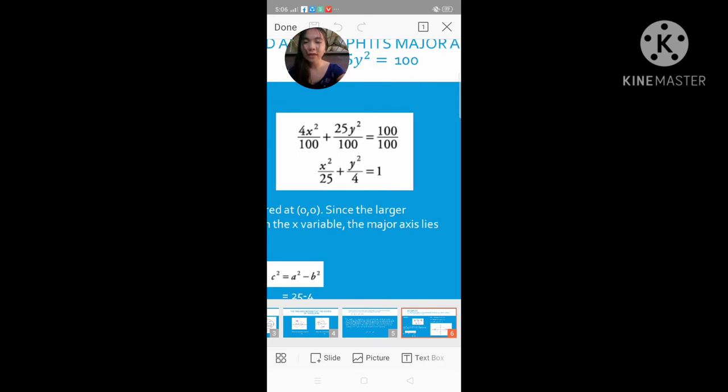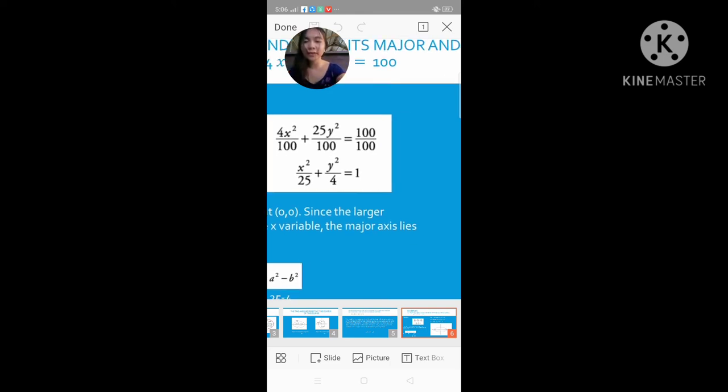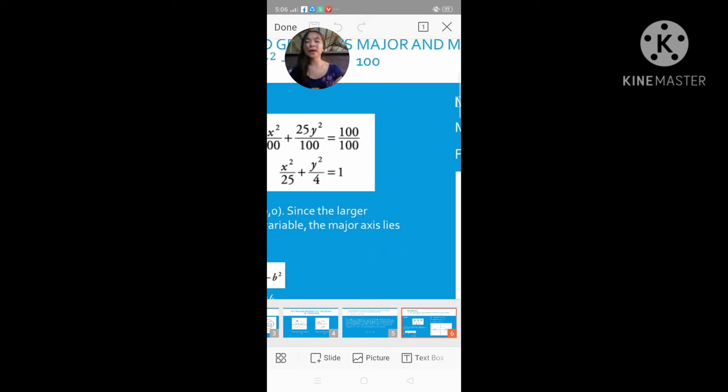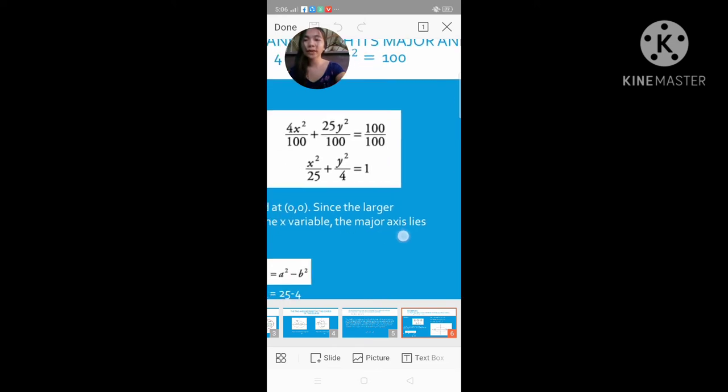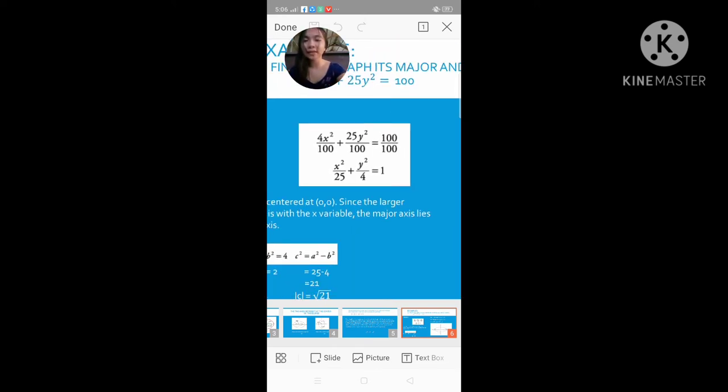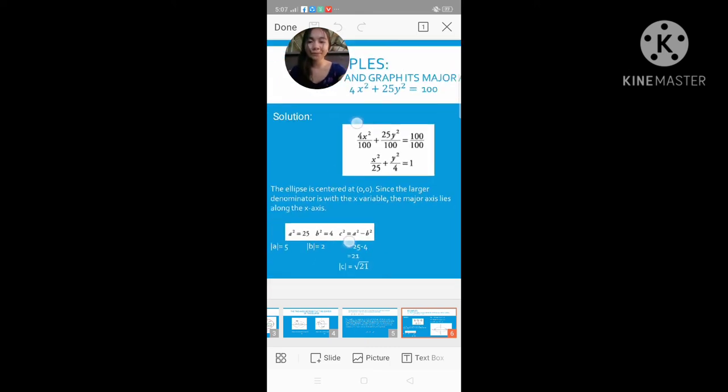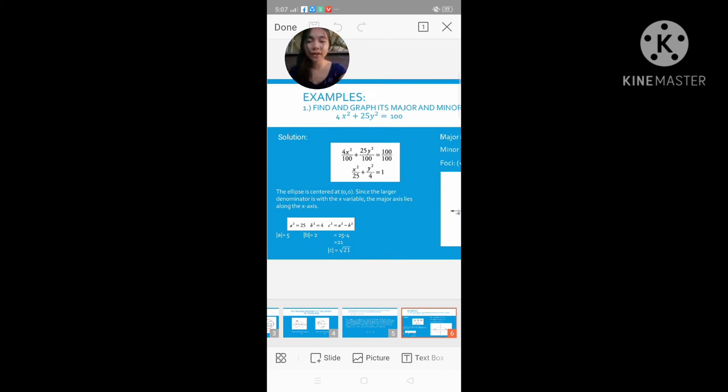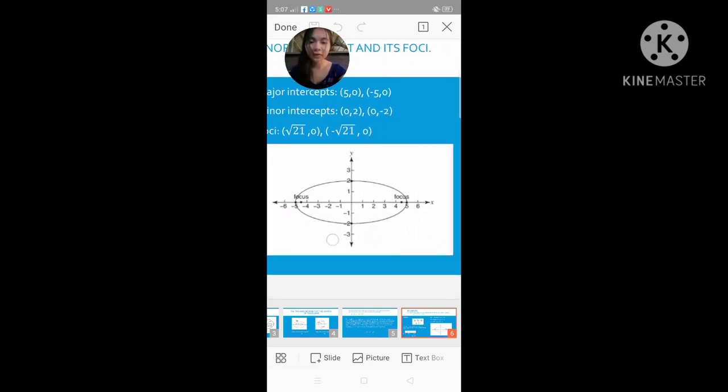So 4x squared divided by 100 is x squared over 25, plus 25y squared divided by 100 is y squared over 4, and 100 divided by 100 is equal to 1. So the ellipse is centered at (0, 0). Since the larger denominator is with the x variable, the major axis lies along the x-axis. So this is the graph for this example.